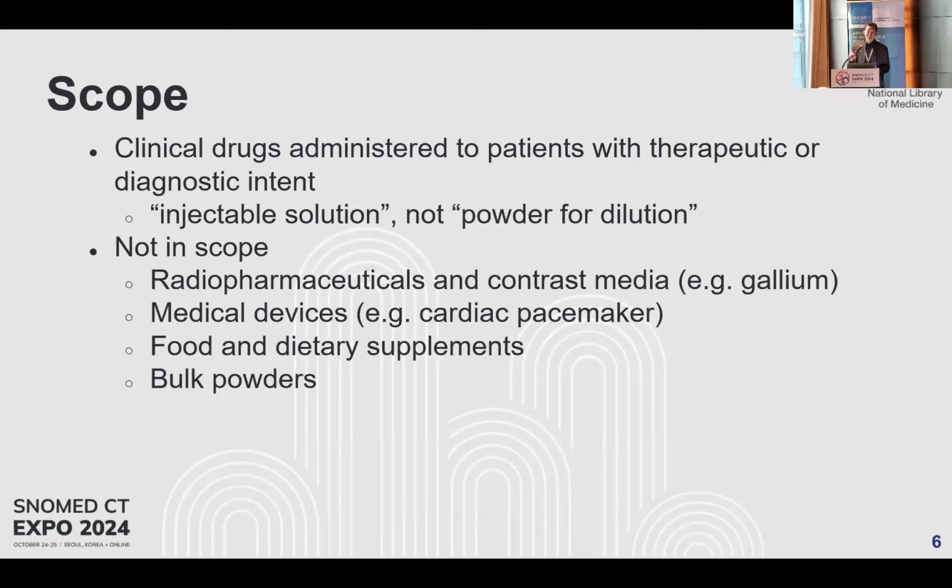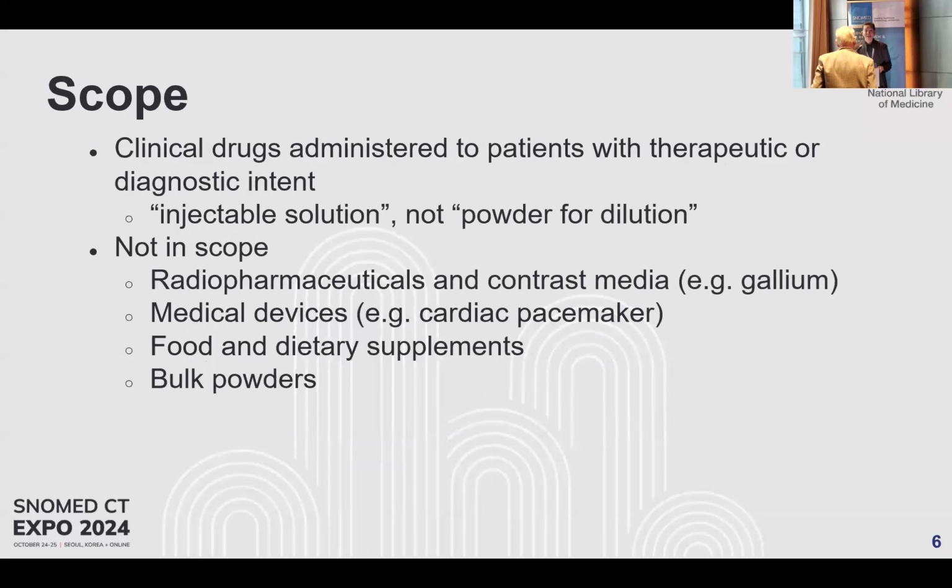Medical devices like pacemakers, they're not within scope. Food and dietary supplements are not within scope. And things that like bulk powders are things that are like laxatives or they're antacids.